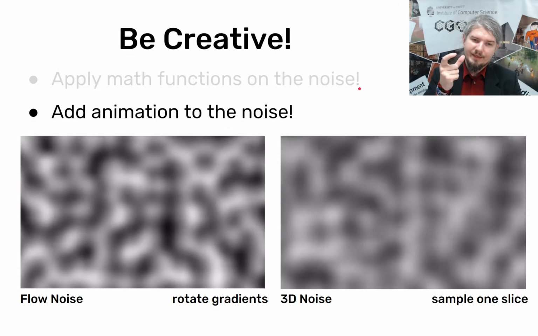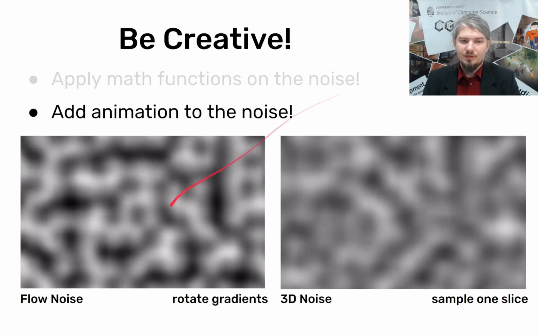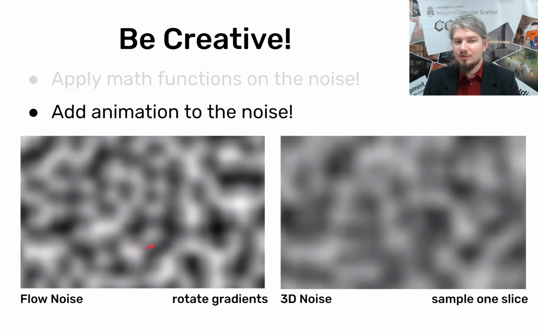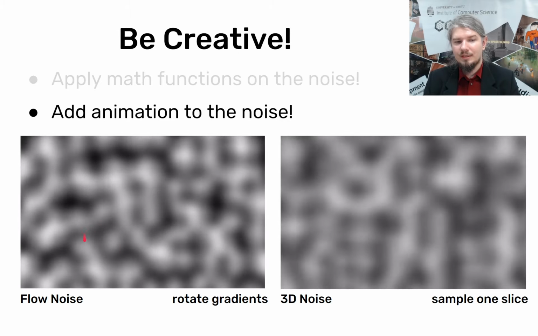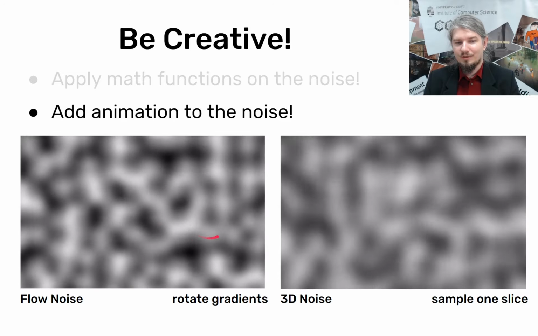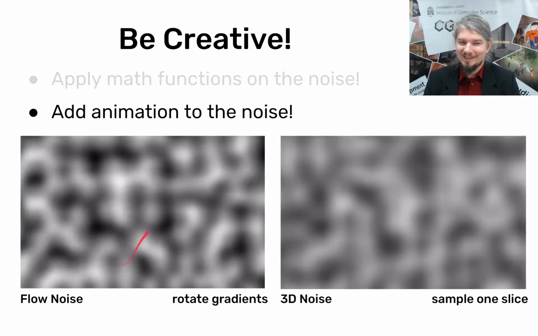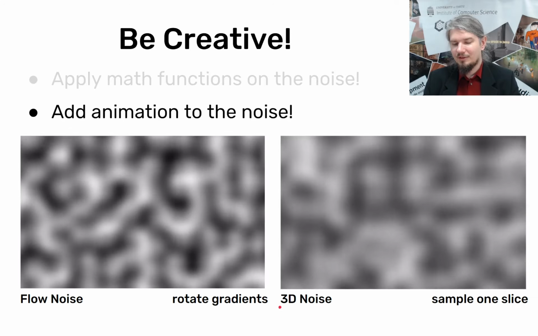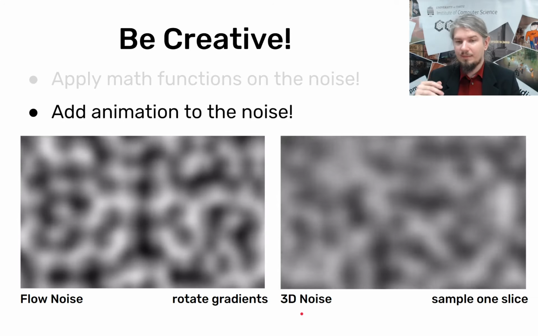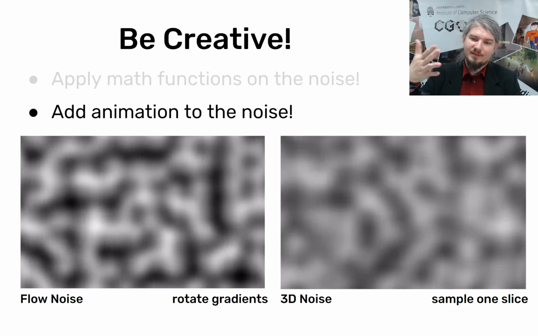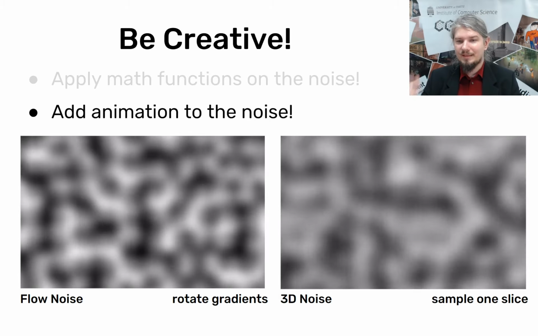If you rotate the gradients in time, then you can create something called flow noise. So this noise kind of looks like there is this flow going on, like some kind of water or liquid is flowing in some specific, quite arbitrary direction here. And you can also create 3D noise. Like the example we saw before, you can create 3D noise and then sample a slice from that noise or do something else interesting with it.